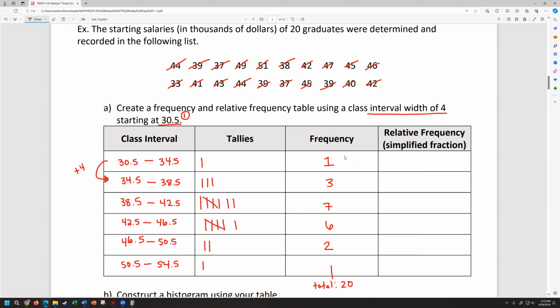Now we want to write these in fraction form instead of decimal. So this would be 1 out of 20. So 1 of the 20 are in group 1. 3 out of 20 is in the second group. 7 out of 20 is in the third group. I get to this one and I do need to reduce because they did say simplified fraction. So we can divide both of these by 2. So that'll be 3 out of 10. 2 out of 20 also reduces to 1 out of 10. And then we have 1 out of 20. Okay, so there's all my relative frequencies as reduced fractions.